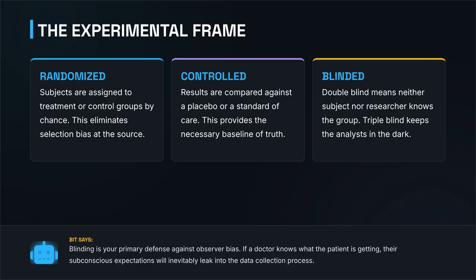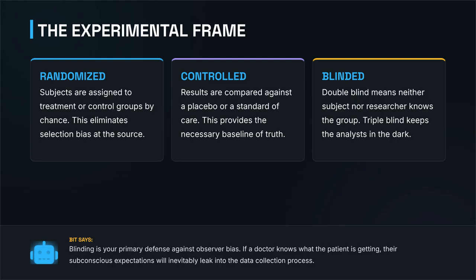Every time you read a clinical trial abstract in a medical journal, you should immediately scan the methodology section for these three crucial concepts. If a study lacks randomization, you must question its entire selection process. If a study lacks a control group, you must heavily question its baseline measurements. If a study lacks blinding, you must strictly question the objectivity of its authors.